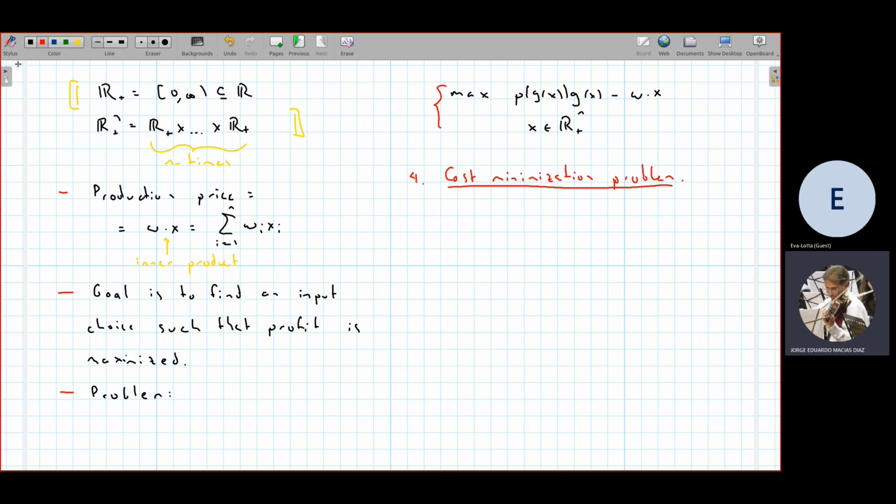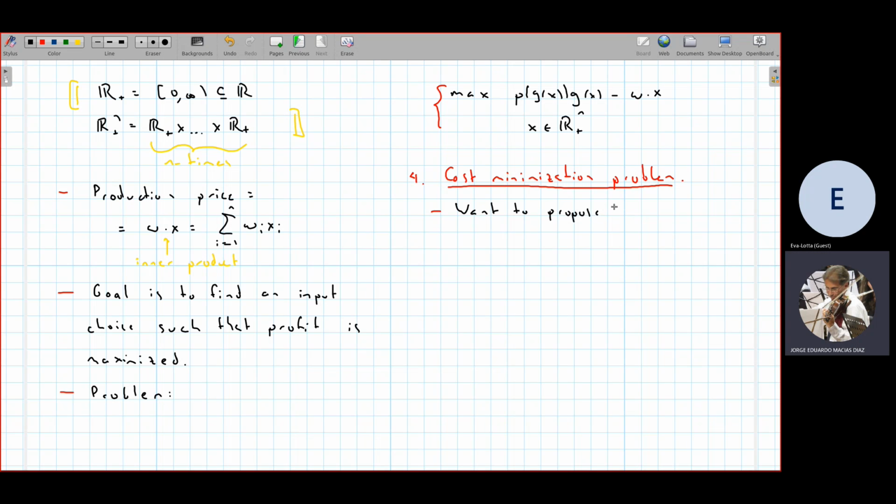So this problem is similar to one of the problems that we talked about yesterday. As you see, this is going to be a minimization problem, which I'm going to try to describe next for you. There are various assumptions. So what we would like to do is propose a mix of inputs that minimizes the cost of production.